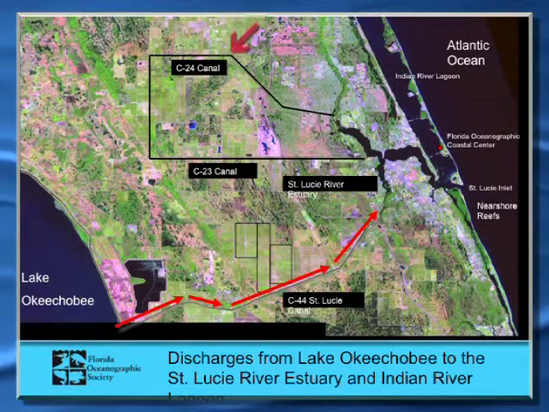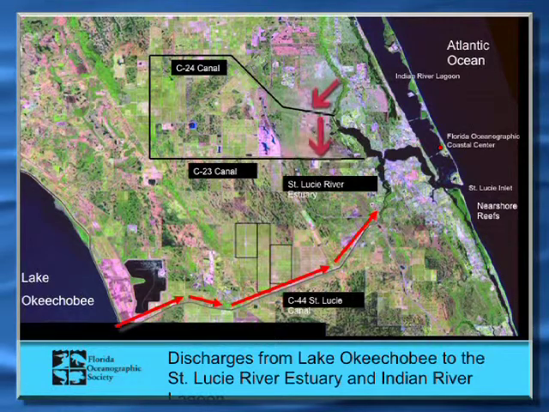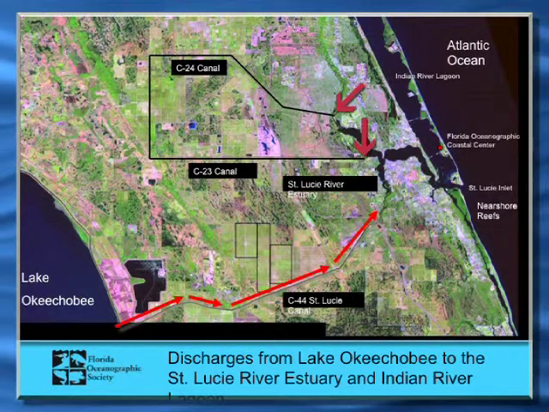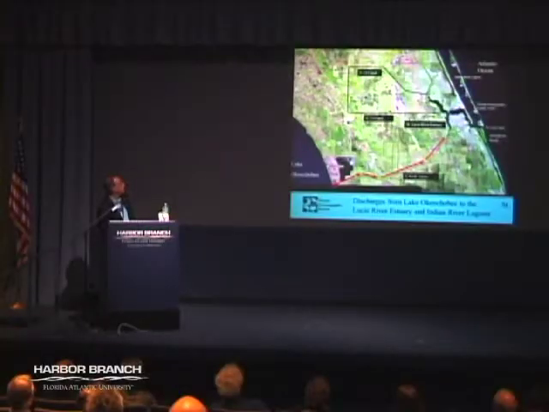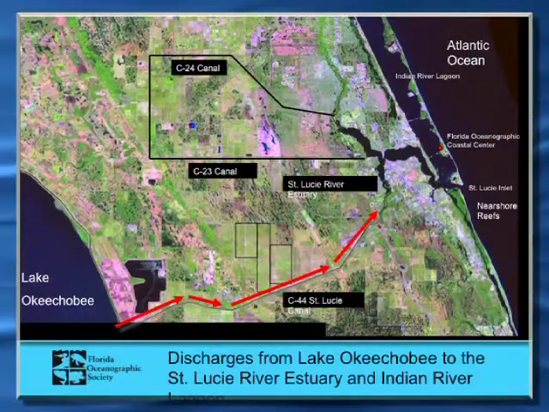And then there are two other canals. You can see the C-24 and C-23 canals. These are agricultural canals that were built back in the 50s in order to drain that general area in South St. Lucie and North Martin County, primarily for citrus groves. There's another canal if you go up north of the C-24 that connects to C-25. And that canal comes up closer to Taylor Creek, right out into the Indian River Lagoon. And that canal is tied into the C-23, C-24 system as well.